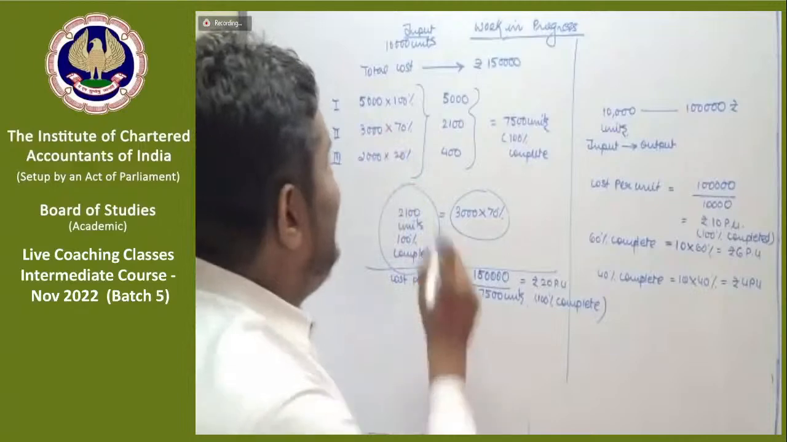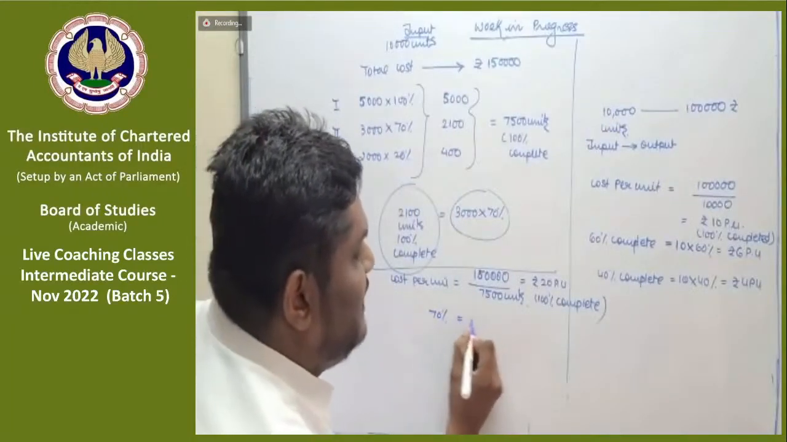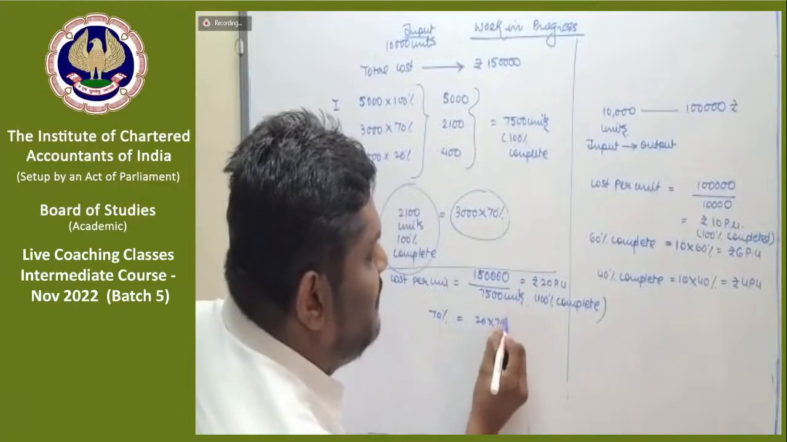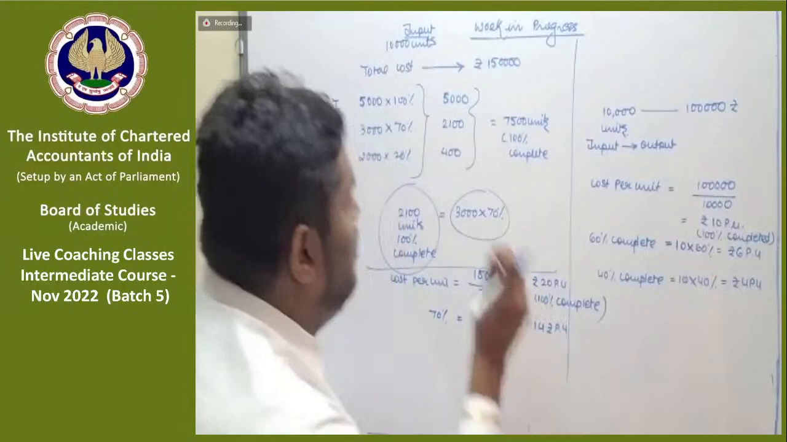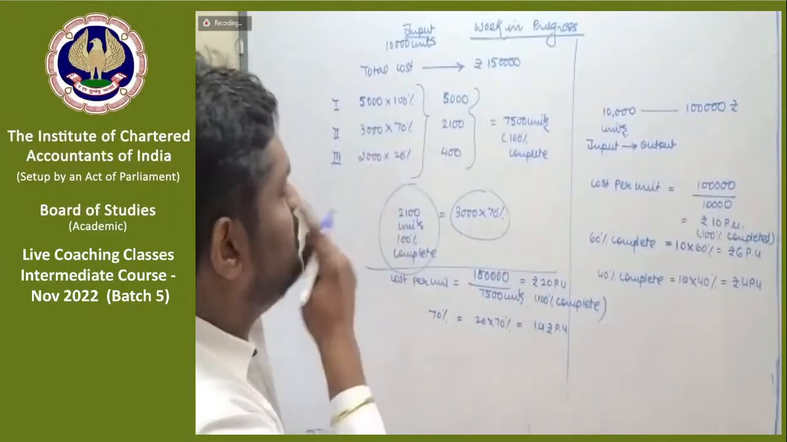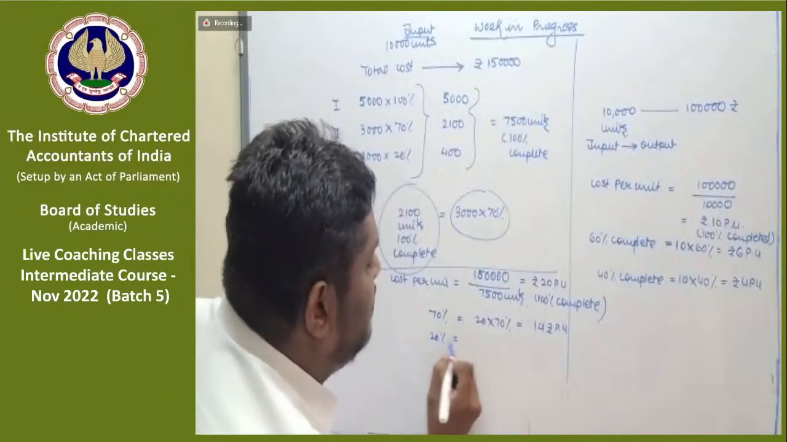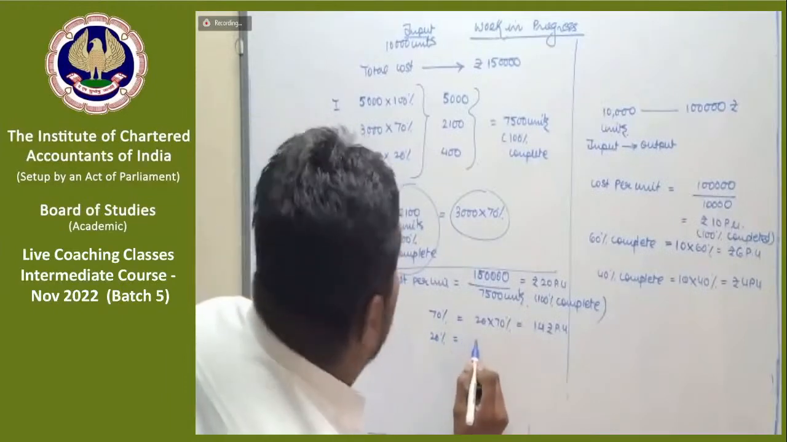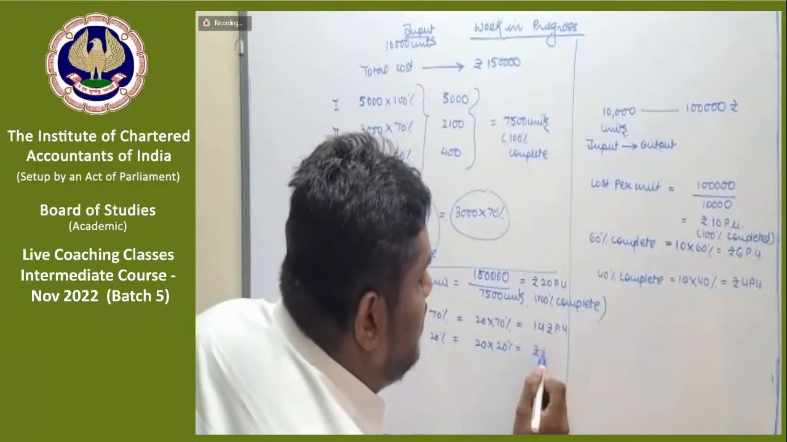So we can easily calculate the cost of units that are 70% complete, that is 20 into 70%, that is 14. Further, we can calculate the cost of these 2,000 units which are 20% complete. So that is 20 into 20%, that is rupees 4 per unit.